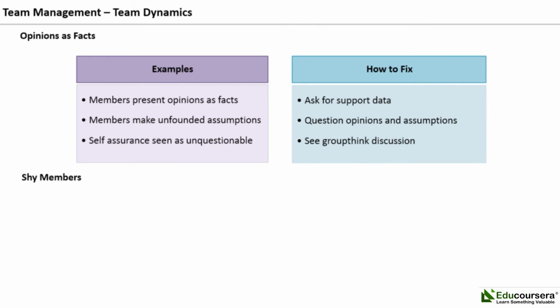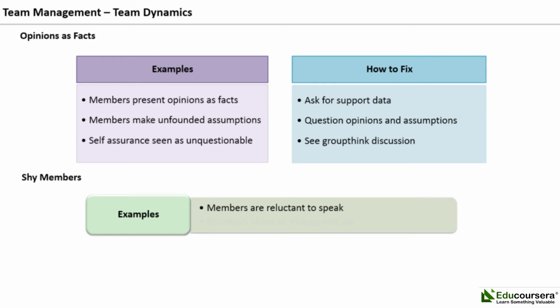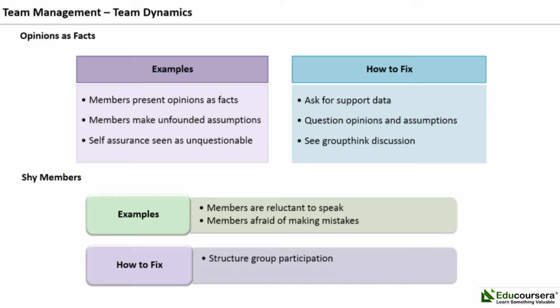Shy members. The examples of shy members include: members are reluctant to speak. Members are afraid of making mistakes. We can fix it by structuring group participation and directing conversation their way.